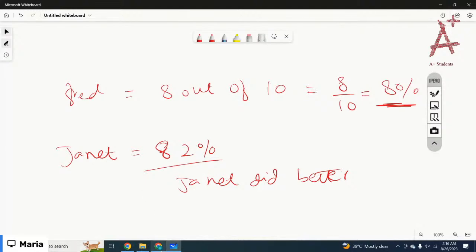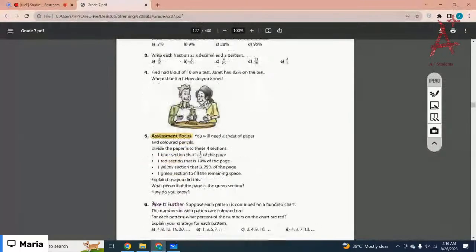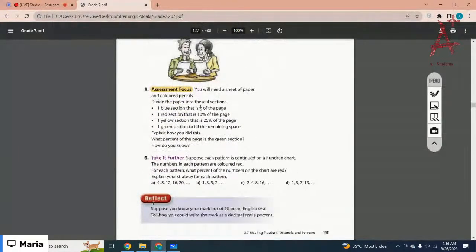Okay, the next one is question number 5. You will need a sheet of paper and colored pencils. Divide the paper into 4 sections. One blue section, that is half of the page. One red section, that is 10% of the page. One yellow section, that is 25% of the page. And one green section to fill the remaining space. Explain how you did this. What percent of the page is the green section, and how do you know?